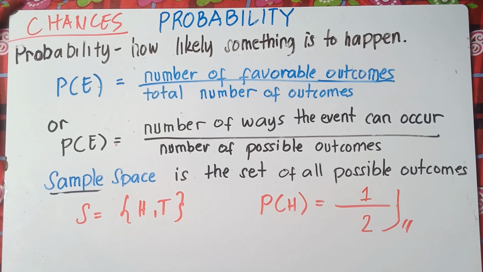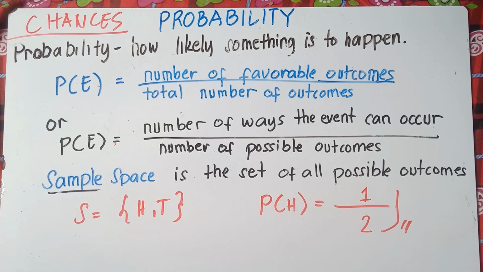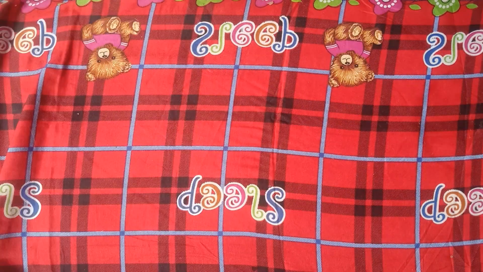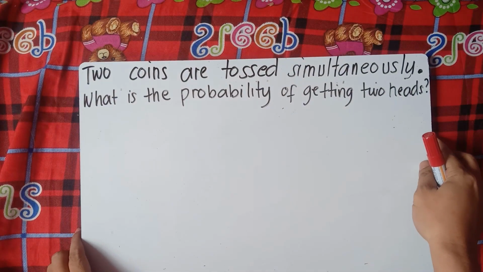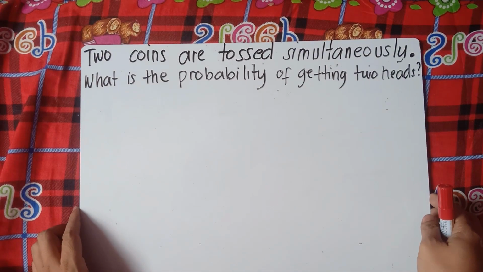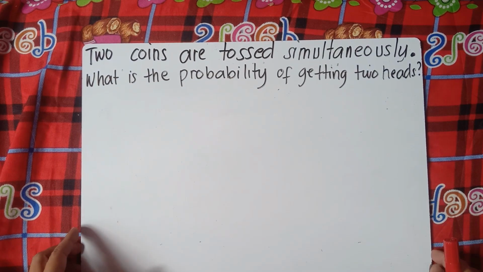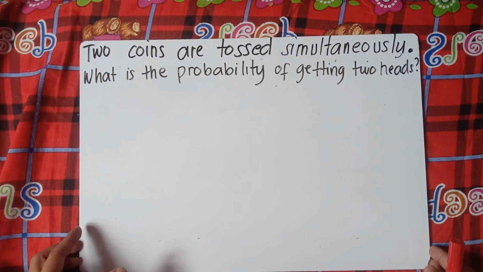Very easy, right? So let's try another example for us to really understand this one. What if we say 2 coins are tossed simultaneously? What is the probability of getting 2 heads?